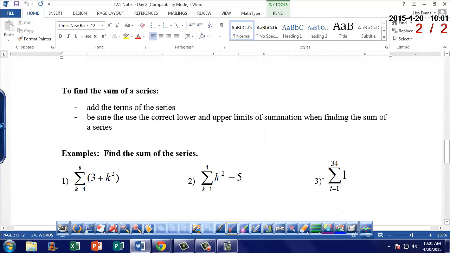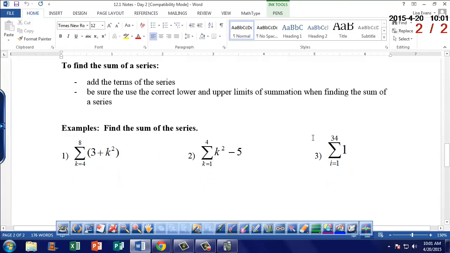Okay, so this one says to find the sum of a series, we add the terms of the series. Be sure to use the correct upper and lower limits of summation when finding the sum of a series. So here's the thing. You can go ahead and do this by hand. Well, I don't know why you'd want to, especially when they get really messy. So let me just tell you how to read this.